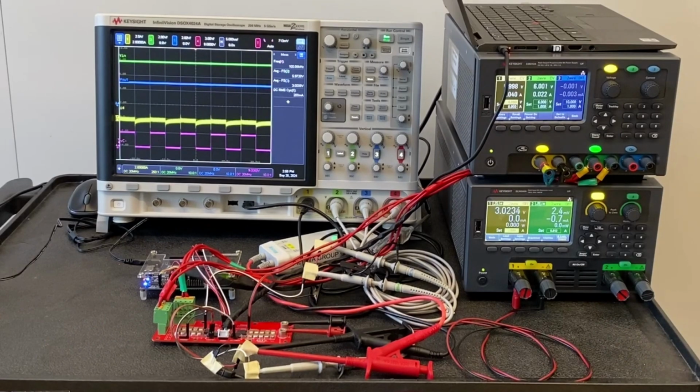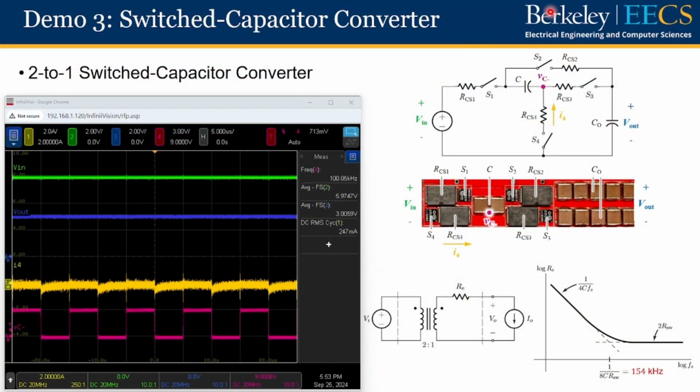Hello everyone, today we got you a demo of a switch capacitor converter. Here in the upper right corner of the screen, I'm showing the schematic drawing of a 2-to-1 switch cap converter, together with a picture of the hardware prototype that we are going to test in today's demo.